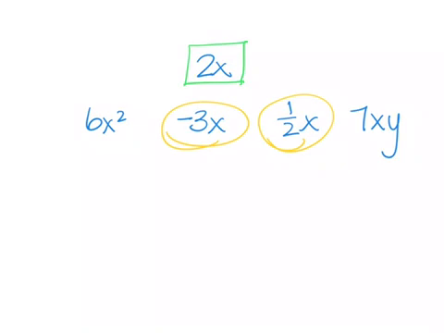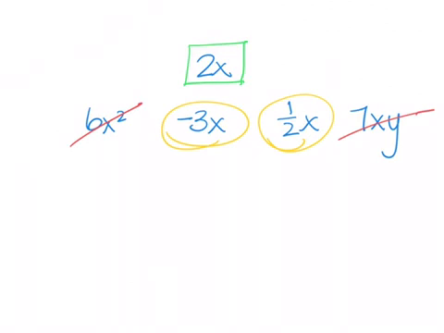Over here, 6x squared is not a like term because that x is squared, whereas on 2x it's not. And 7xy is not a like term because the y is involved there. The y is stuck onto the x, but the 2x doesn't have a y stuck on. So again, in order for terms to be like terms, they have to have the exact same variable.